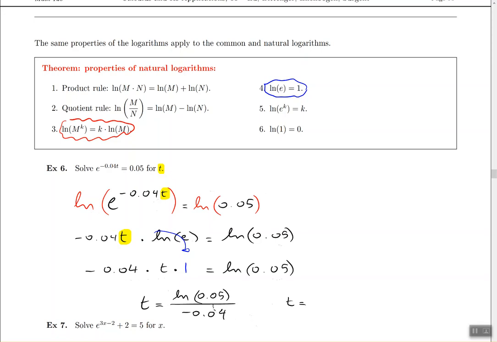Look for the ln on your calculator, then hit ln 0.05, close the parentheses, and then divide by negative 0.04, and let's see what happens. If you notice, I get 74.8933. Let's round to 4 decimal places with these problems. So 74.8933. The first one is the exact value and the second one is the approximation. They're both valid, they're both acceptable.